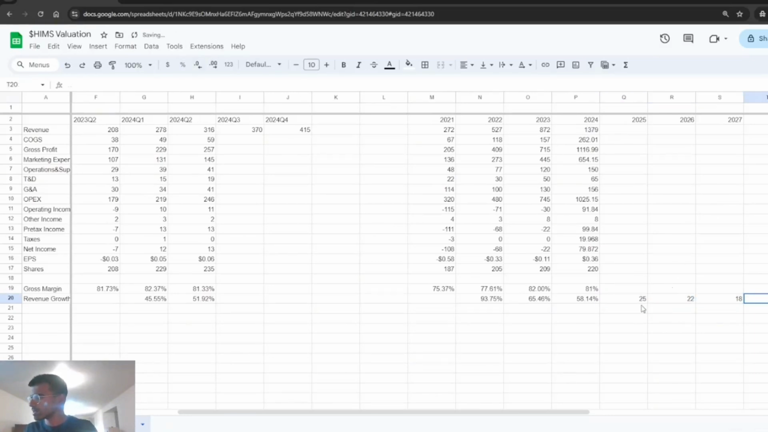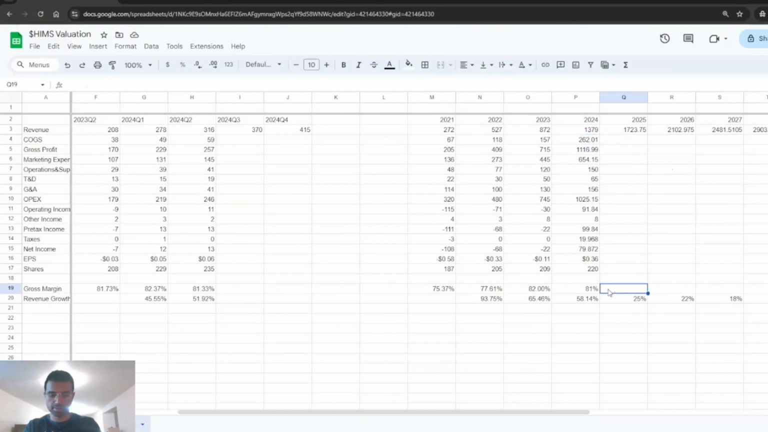Oh, that's not what we need to do. It's okay. 25%, 22%, 18%, 17%. Okay, so what is this going to be? That's going to be this times 1 plus this, right? So we're saying by 2028 we're going to have about 2.9 billion in revenue.